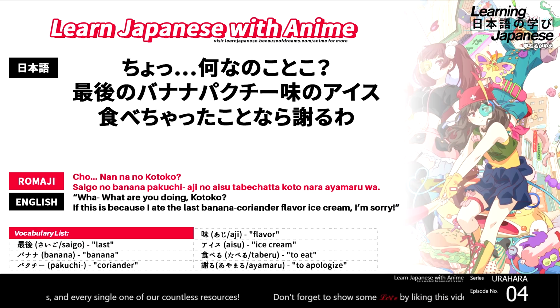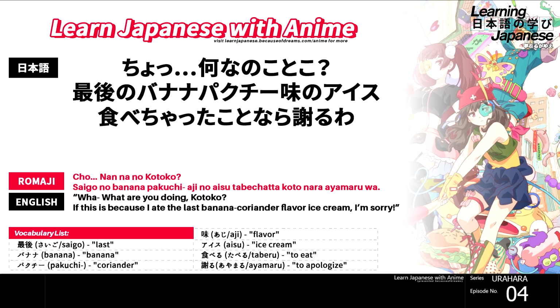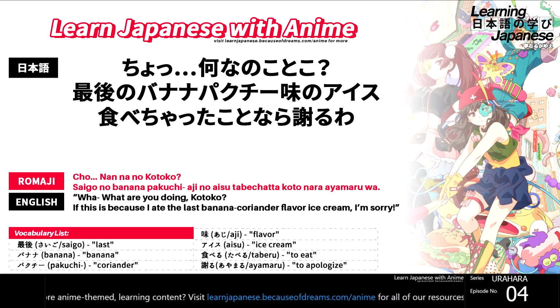The next noun is this kind of compound noun, which is banana pakuchi aji, and this is going to translate to banana coriander flavor, because banana of course means banana. Pakuchi is the Japanese word for coriander, then aji is the Japanese word for flavor. So banana pakuchi aji is going to be banana coriander flavor. That's going to be the second noun in our noun of a noun modification here. So Saigo no banana pakuchi aji.